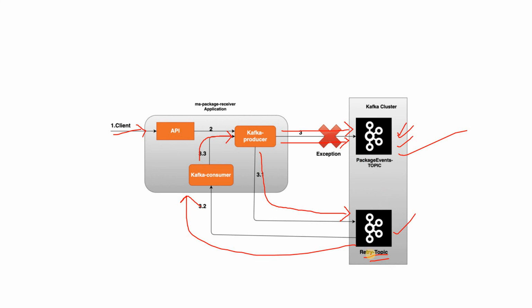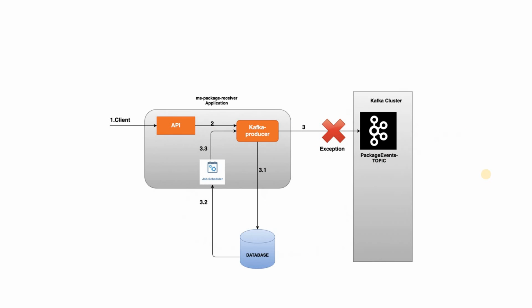Now the problem is this particular retry topic is sitting within the same Kafka cluster, right? Suppose our whole cluster is down, not individual brokers. Due to some reason, if the whole cluster is down, then our producer will not even be able to publish the message in the retry topic. So in that case, what can we do? In that case, we can follow this kind of architecture. Okay, so what are we doing here?